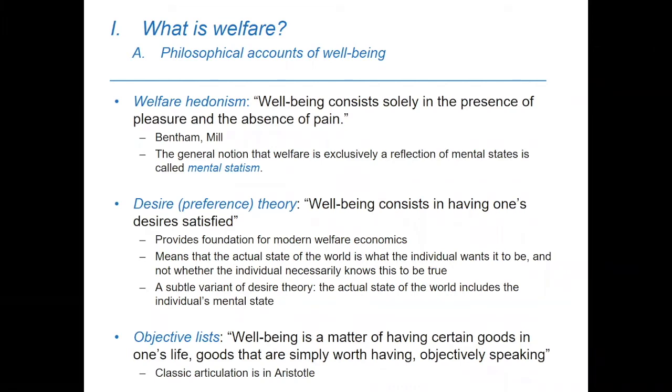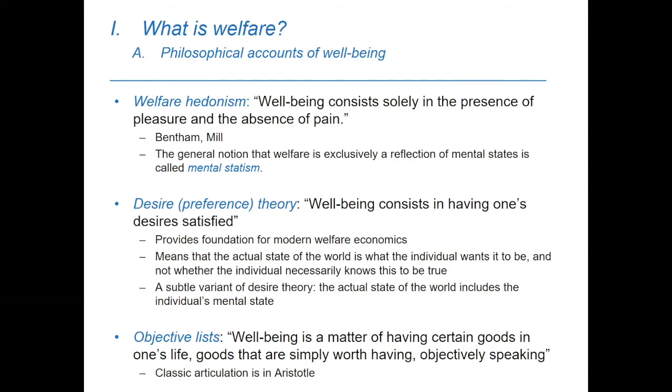Now, modern economists tend to be more attracted to a version of this theory known as mental statism, which holds that welfare is exclusively a reflection of mental states, but not necessarily a matter of simply summing up one index of pleasure. And one can find the roots of mental statism in John Stuart Mill's writings.